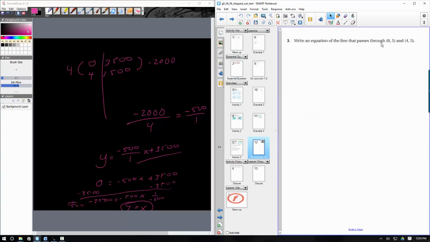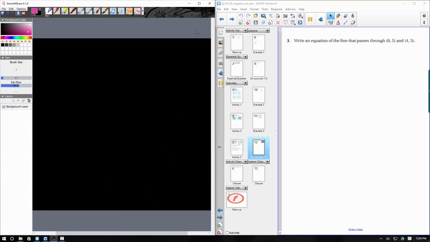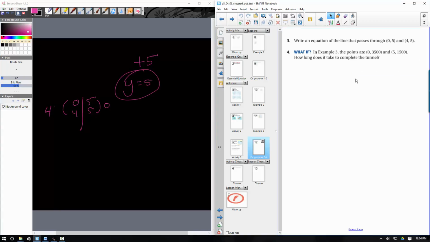And then finally, write an equation of a line that passes through this. Now, the nice thing is we already have the starting point. We know the starting point will be 5 because that's my y-intercept there. So I'll say plus 5. And now we just got to look at the change in y over the change in x. So I go to 0 and 5 and 4 and 5. And if I look here, the change in y is 0. There's no change. This change is positive 4. So I have 0 over 4x, which means there's no slope. So it'd just be y equals 5. And that is the lesson.